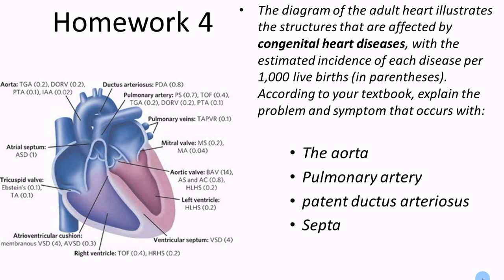You can see when you flip through your textbook to the childhood heart issues, they're basically the adult heart issues, but just applying to kids. So they have a little different names, and a lot of times they're born with the defect instead of causing it by eating too many Big Macs.